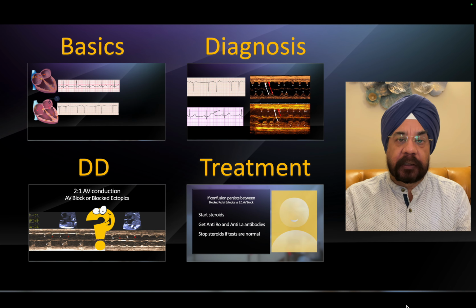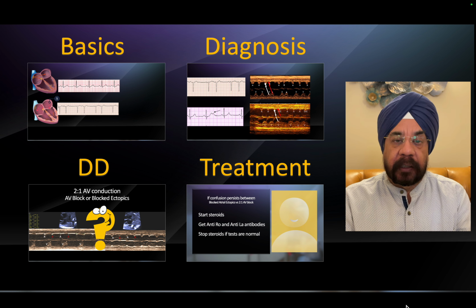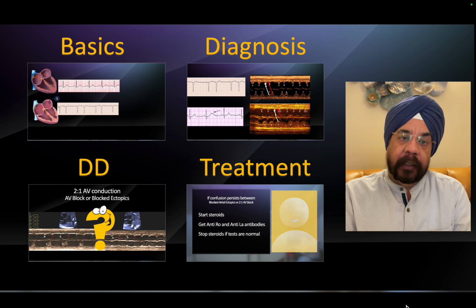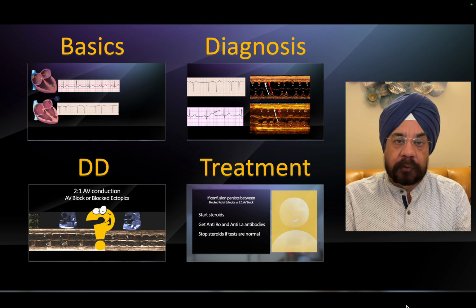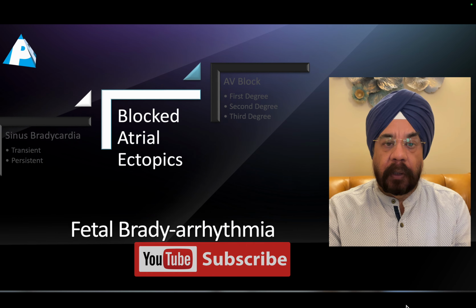So I'm going to discuss this in 3-4 heads. One, let me first discuss with you the basics of atrial ectopics and blocked atrial ectopics to be particular. Second, how do we diagnose these in the fetal echo on an M mode. Third, what is the differential diagnosis and mimics of atrial ectopics. Fourth, once we've recognized and made our judgment, what treatment are we going to offer to the patient, right?